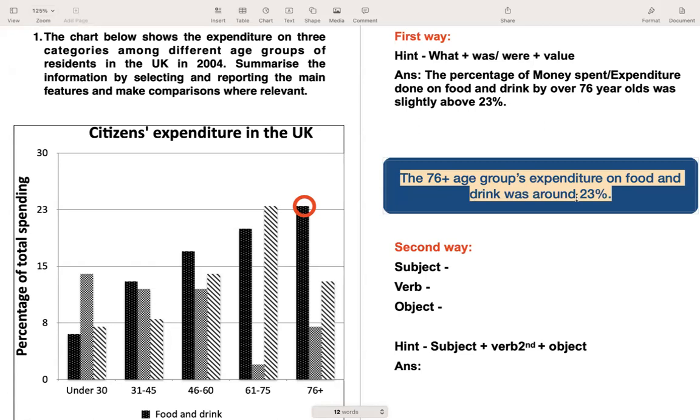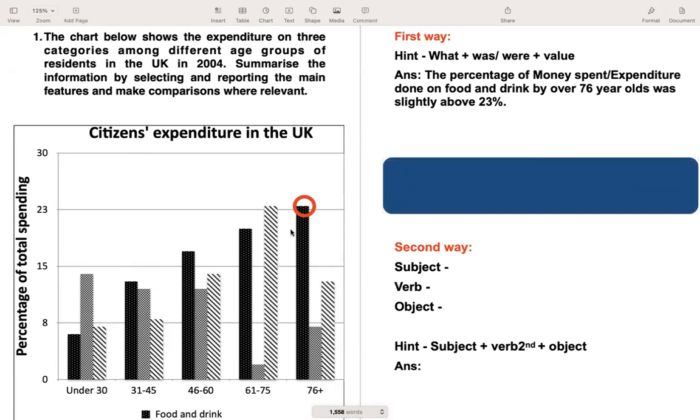Now for the second sentence, I need to know the subject, verb, and object. First, tell me the subject, for this line only, for this data only. Who is doing the action? The 76-plus age group. Very good. Perfect answer.